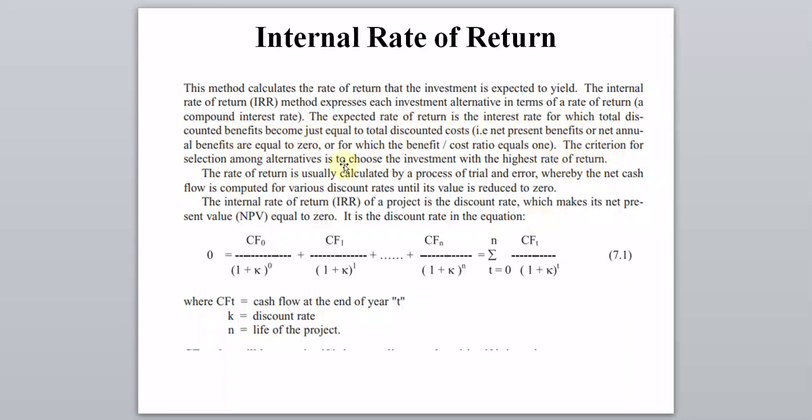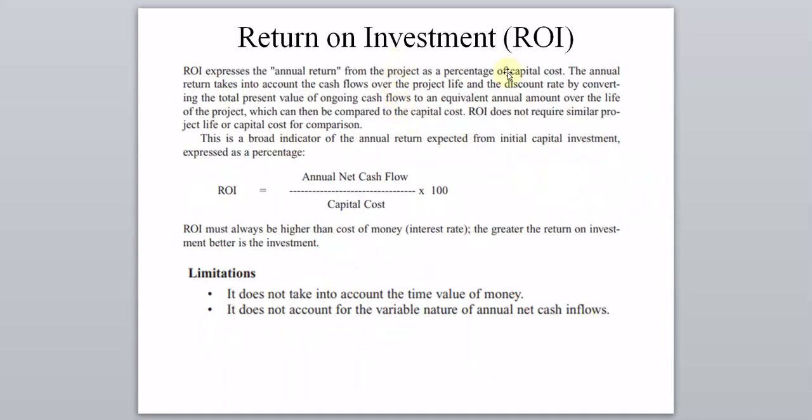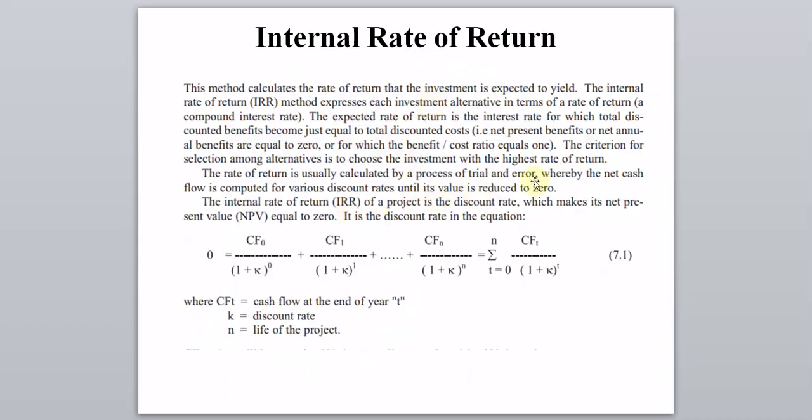The criterion for selection among the alternatives is to choose the investment with the highest rate of return. As we have already seen in the case of return on investment, if the return on investment is high, then the project can be chosen. If it is less, the project can be ignored. The same applies here: the rate of return should be high.